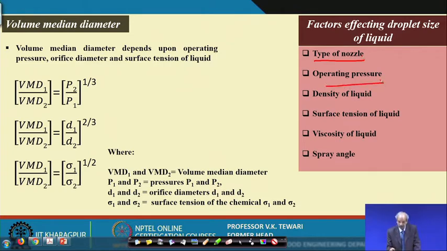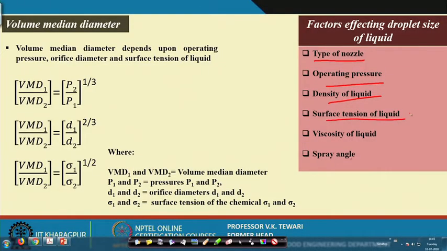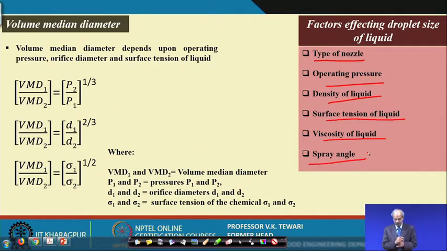Operating pressure, what pressure has been maintained? Yes, it will. If the pressure is low, the droplet size will have one value, and when pressure is very high, a lot of atomization will take place. Density of the liquid, surface tension of the liquid, viscosity of the liquid, and the spray angle. Yes, from the nozzle, what spray angle is maintained? So, the droplet size will depend on these very important factors whenever you want to design a nozzle or a spraying system. You would have to consider these parameters.